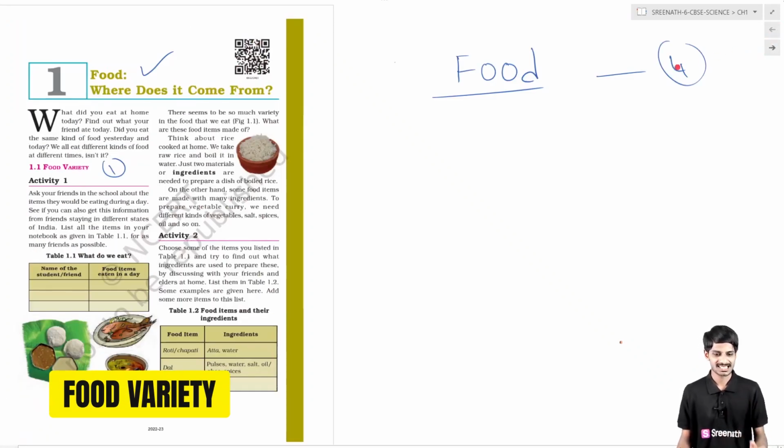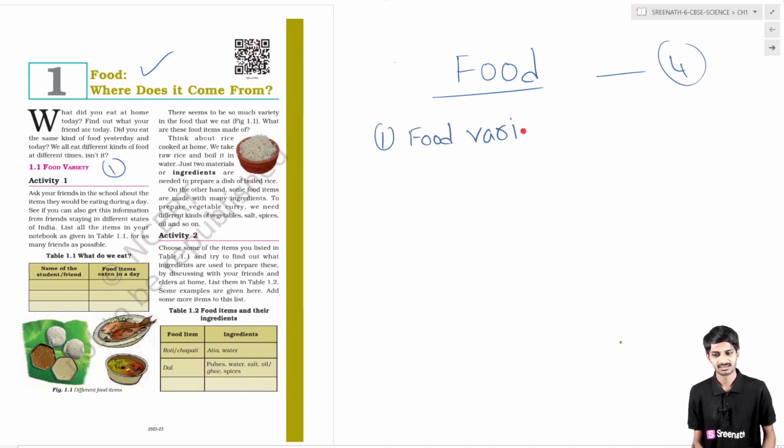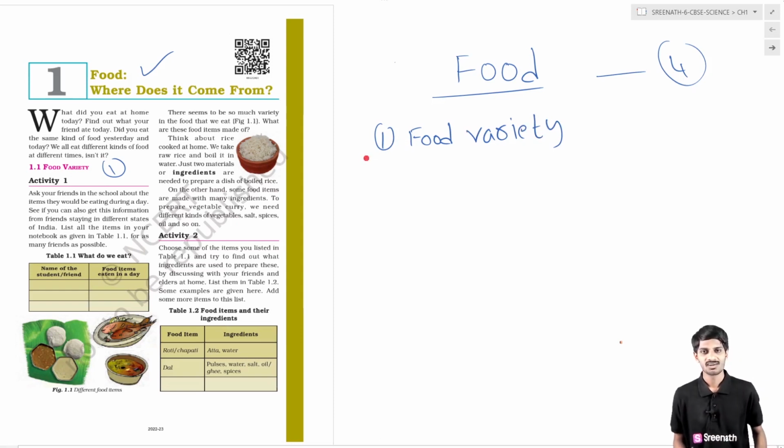Now let us start our discussion. The first topic is food variety. I asked you one question. Tell me your favorite food. Comment below your favorite food. So how many favorite foods are there, or how many food varieties are there? Daily we eat different types of foods. Suppose here is a table, name of the student or friend. If you are really interested, then fill in this table. Take your friends or students or relatives, and note what food items they have eaten in a day. You have to fill this table.